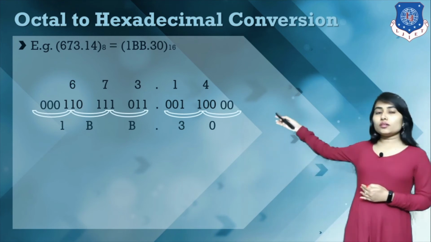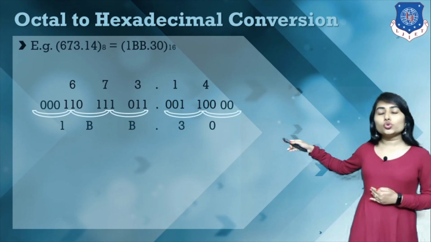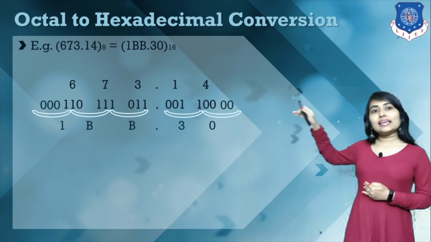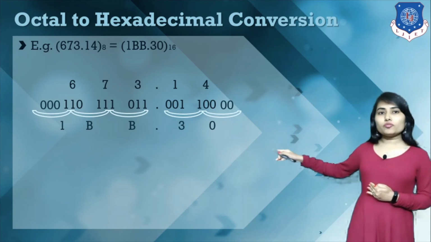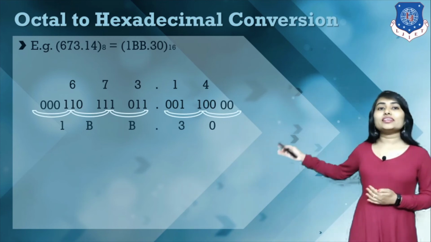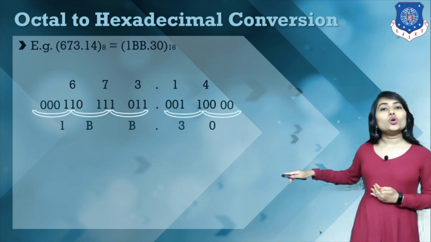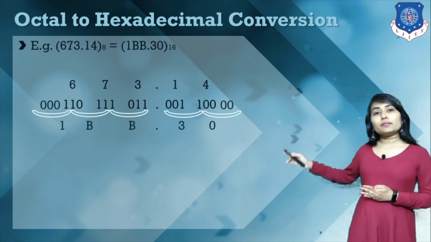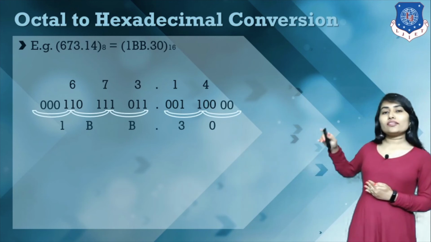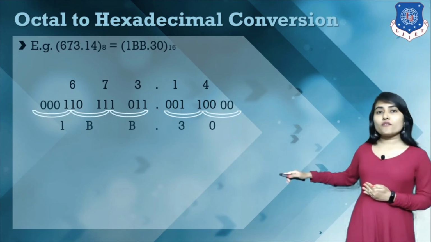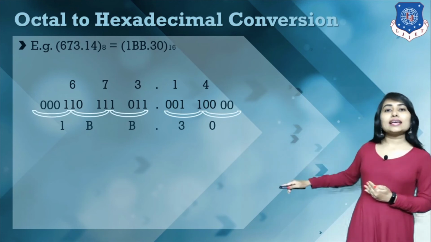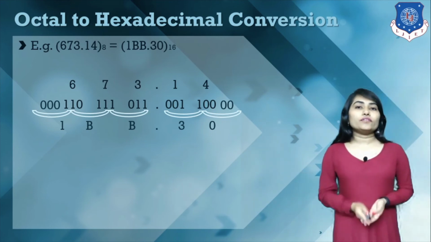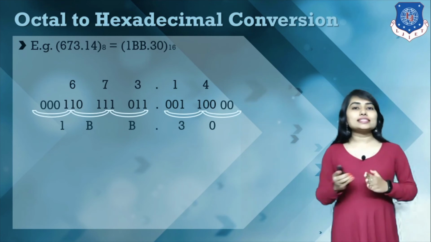This octal number is first converted into a binary number by writing each octal digit and its equivalent 3 bits of binary. Then this binary pattern is converted into hexadecimal by making groups of 4 bits. By making groups of 4 bits, we then write the corresponding hex digit for each binary pattern. So this is how we can do octal to hexadecimal conversions.